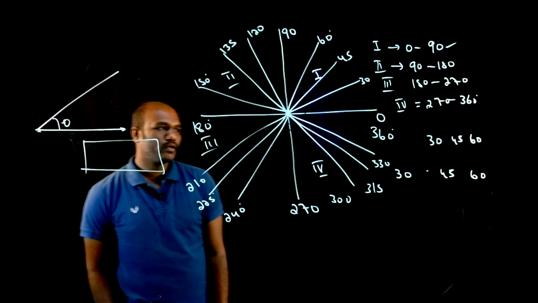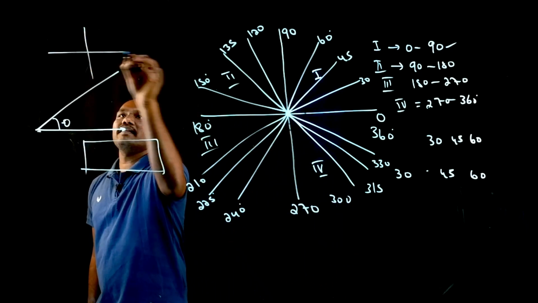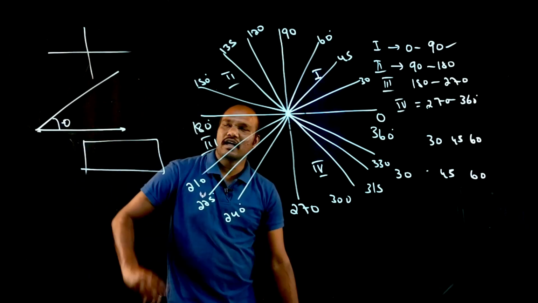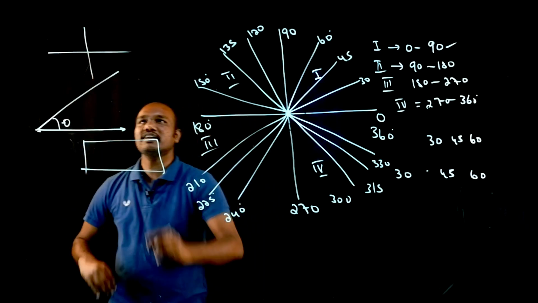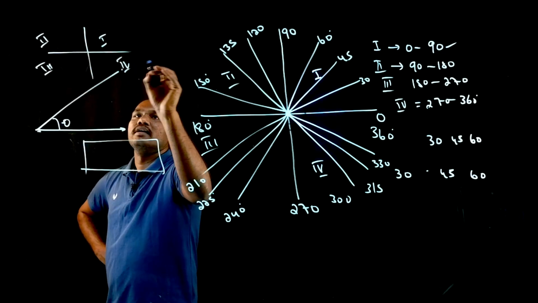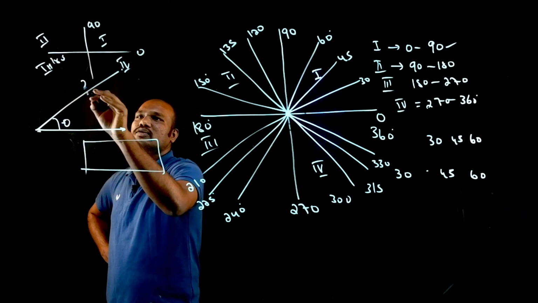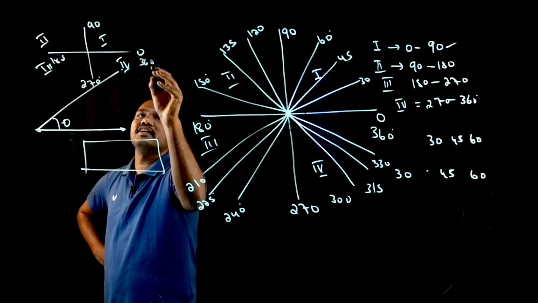Let me explain again what we did. We took a plane. Plane means only length and breadth will be there. It converted into how many quadrants? 4 quadrants, divided by 2. 1, 2, 3, 4. Right? This is 0 degree, we know. This is 90 degree, we know. This is 180 degree, we know. And this is 270 degree. And again this will be 360 degree. It is just rotating.